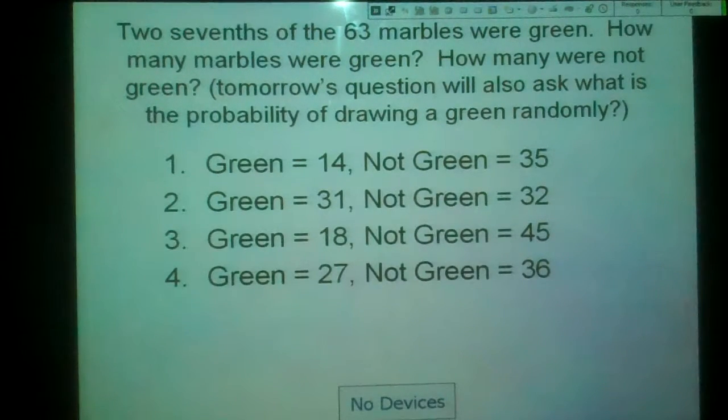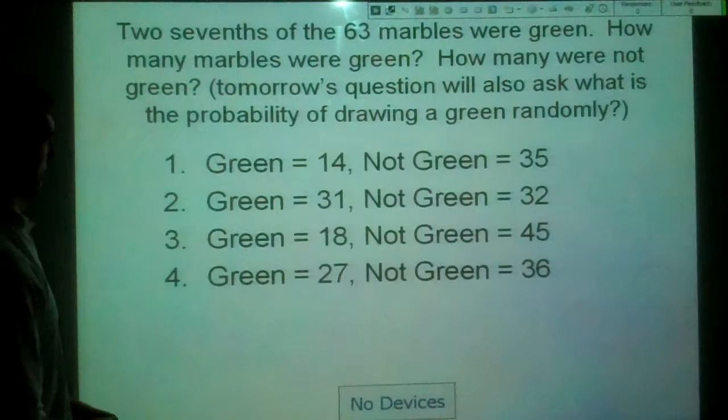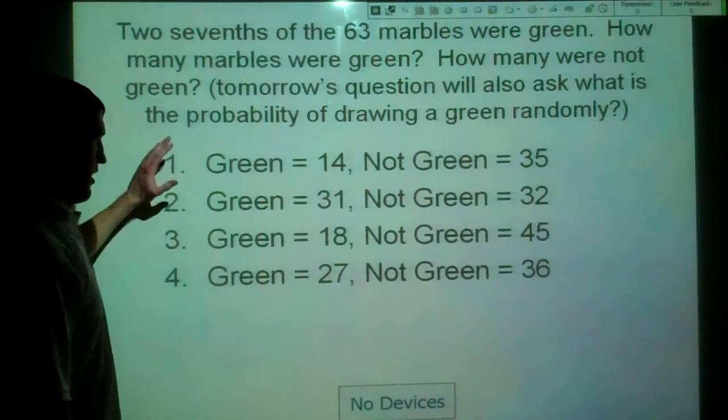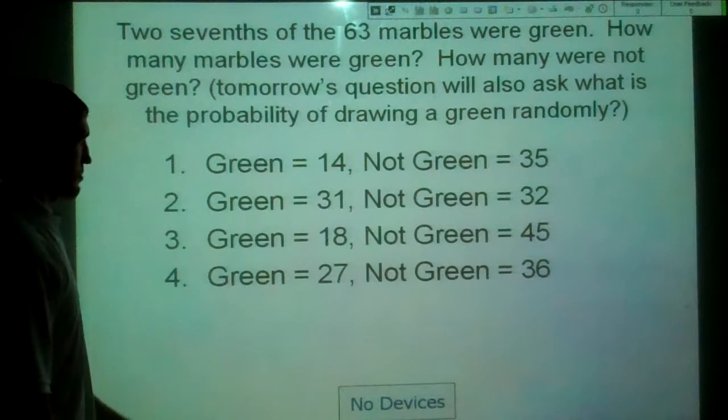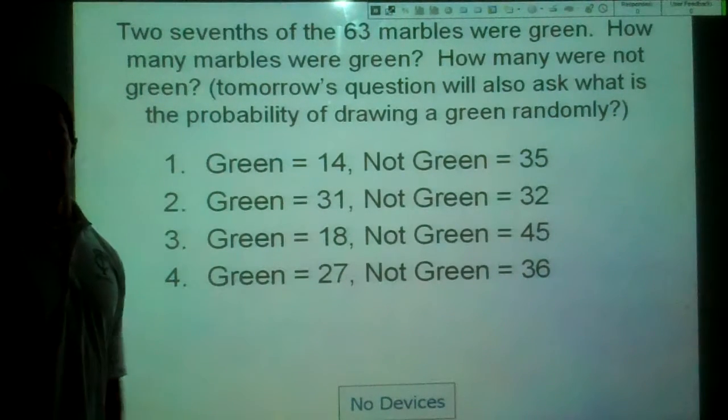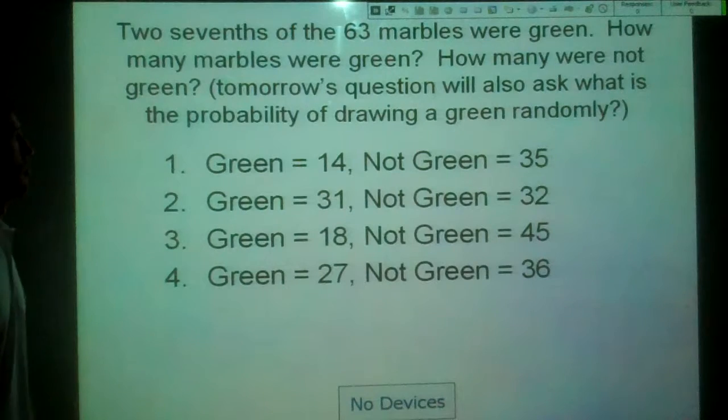Alright. Here's a bit of a longer one. 2/7 of the 63 marbles were green. How many marbles were green? How many were not green? And then tomorrow's question will also ask, what is the probability of drawing a green randomly? Well, let's focus on finding out how many were green first. And in class, these were all multiple choice answers here. Nothing will be multiple choice tomorrow though, just so you know.